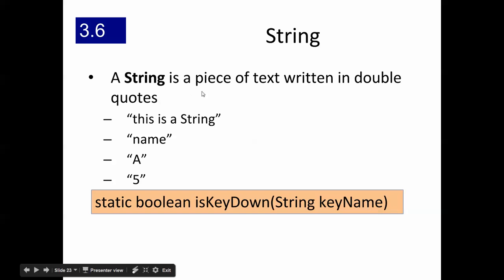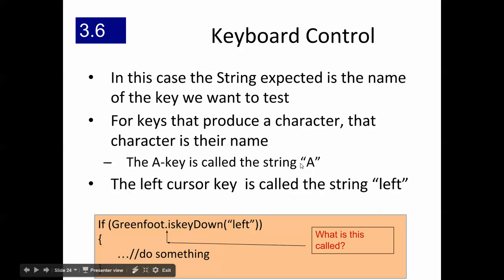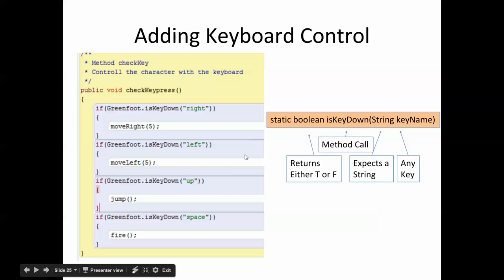So you know this: a string is a piece of text. Anything in double quotes is text. If you get rid of the double quotes, it's no longer text. And again, when we use isKeyDown, we have to use a string for the parameter. What is this called? Greenfoot dot. That is the dot notation, because isKeyDown is located in Greenfoot. We have to tell it where to look for it. Okay, here's the code that we're going to add: public void checkKeyPress. Let's go ahead and write that code.